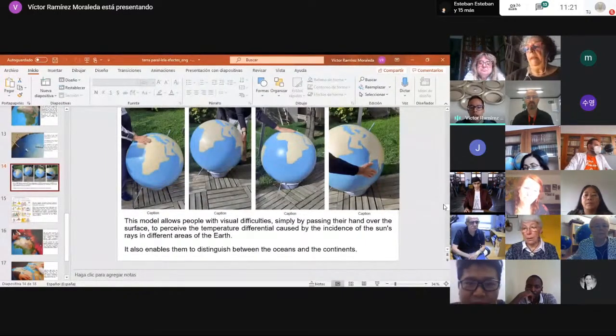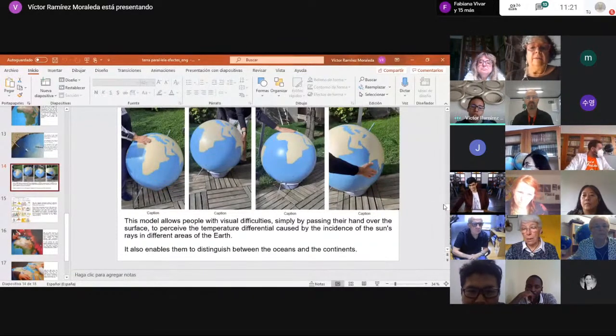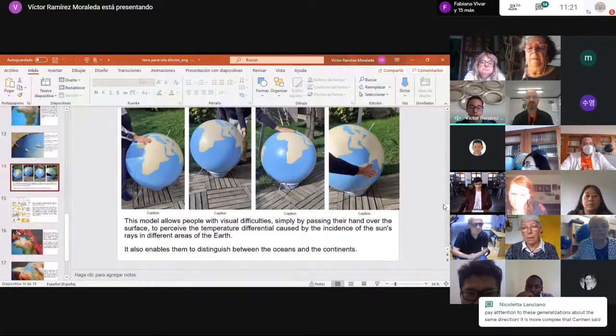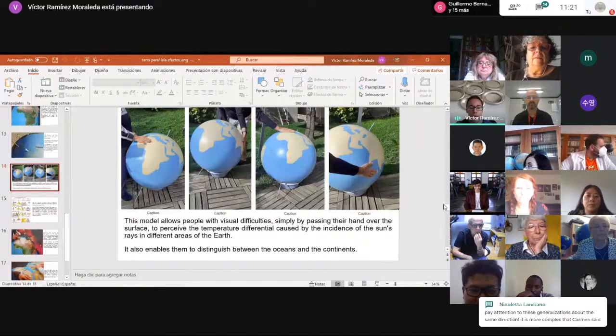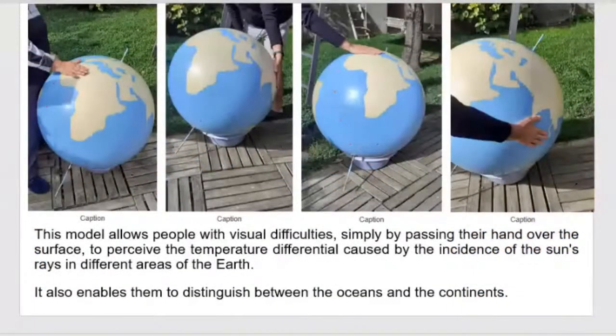This model has a clear advantage because it allows people with visual difficulties, simply by passing their hand over the surface, to perceive the temperature differential caused by the incidence of the sun's rays in different areas of the Earth. And it also enables them to distinguish between the oceans and the continents. So this model is indicated especially for blind students or for people in general with visual difficulties.